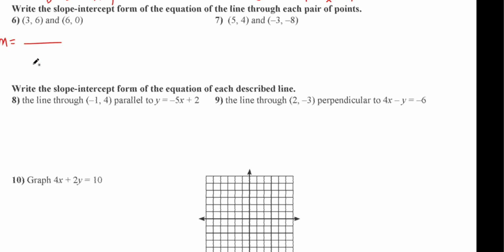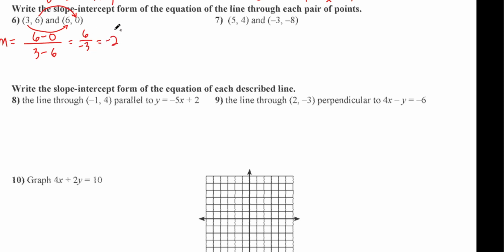So let's subtract the y's from each other. Doesn't matter what order you subtract them in. Let's do this minus this. Is that all right? Those are the y's, correct? So I go 6 minus 0. Now I subtract the x's. This is 3 minus 6. 6 minus 0 is 6. 3 minus 6 is negative 3. What's 6 divided by negative 3? It's negative 2. So that, what did I just find?